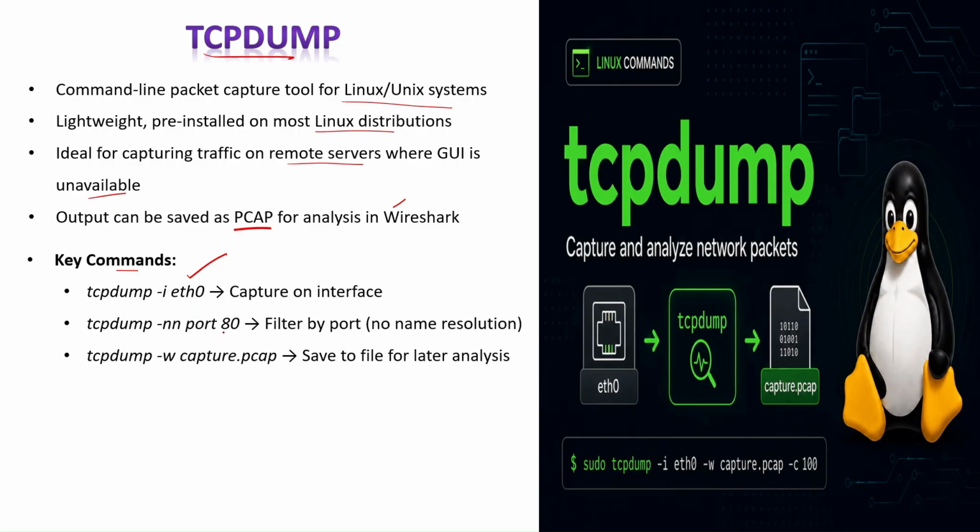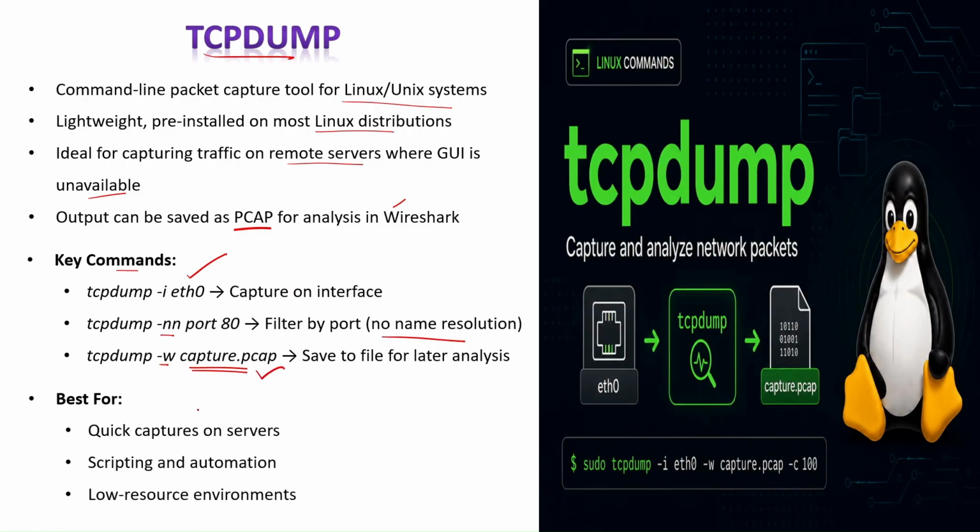tcpdump -nn port 80. Here you can filter traffic by ports, and -nn means that no name resolution is required. tcpdump -w capture.pcap. Here the captured traffic is saved to this file for later analysis. -w means to write the traffic to this file. tcpdump is best for quick capture on servers, scripting and automation, and low resource environments.